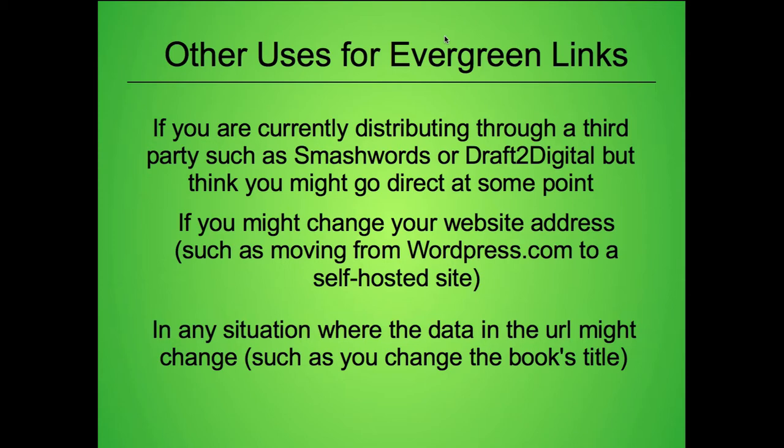So basically, you want to use an evergreen link in any situation where the data in the URL might change. So even if you're not anticipating it, maybe somewhere down the line you might end up changing the book's title. So I tend to use evergreen links in all of my also buys, just because I never know if I'm going to change the information, and because I'm also using a link maker that provides me tracking in addition to being able to update the URL.